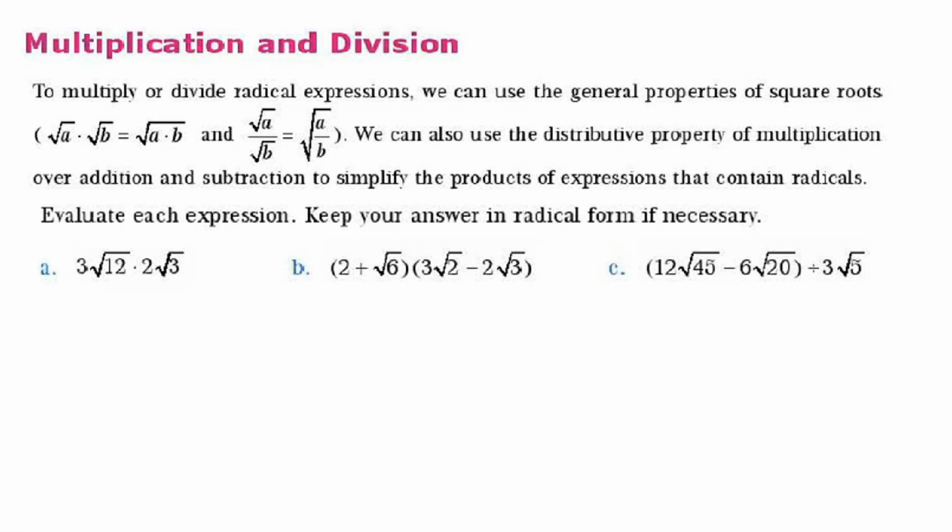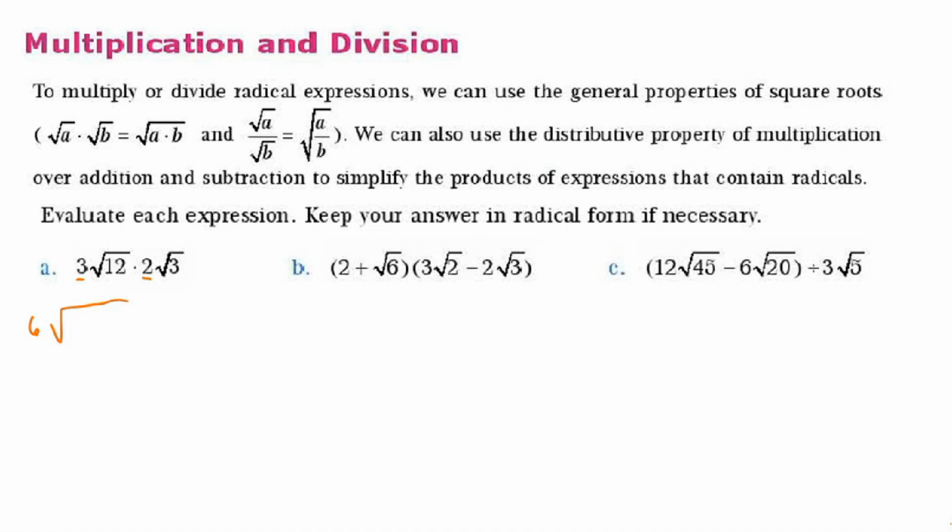Now let's try to evaluate each expression and keep your answer in radical form if necessary. So for example, letter A, 3 square root of 12 times 2 square root of 3. So how to do that? We can multiply coefficient by coefficient and radicand with a radicand. All right? So in this case, multiplying now this one, 3 times 2, we have now 6 times, multiply the radicands. We can multiply the radicands because the indices are the same.